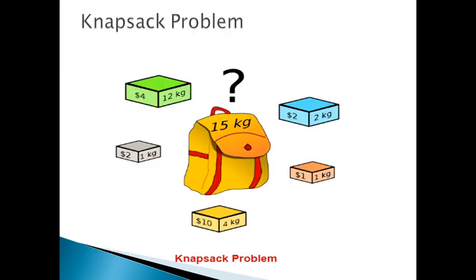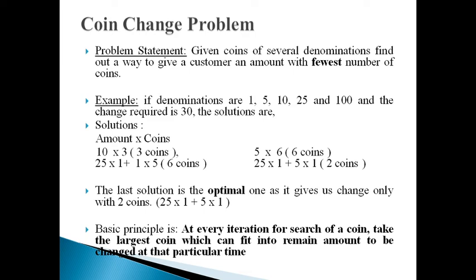Coin change problem. This is a problem where we apply the greedy technique. The problem statement says, given coins of several denominations, find a way to give a customer an amount with the fewest number of coins. We go to a shop and ask for 50 rupees change. The shopkeeper needs to give the fewest number of coins. So this is the problem statement.